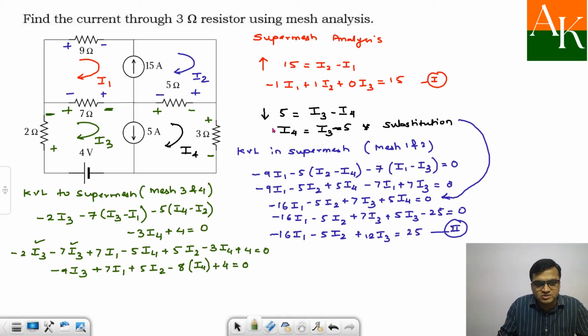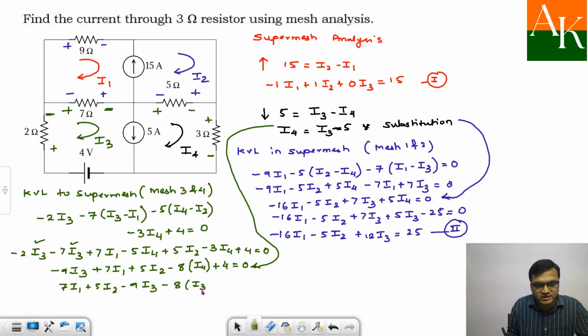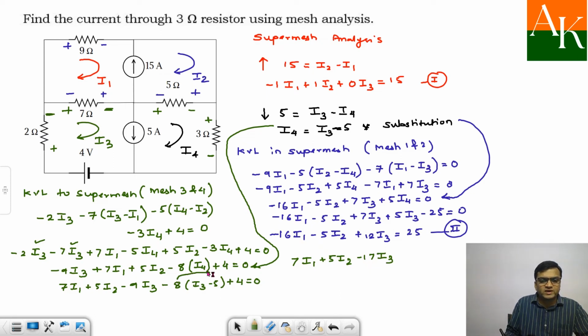Now I have to substitute these things. So i4, this I will substitute over here. So I will have 7i1, I am just writing in nice format, 7i1 over here plus 5i2 minus 9i3 minus 8 times i4 is i3 minus 5 plus 4 is equal to 0. So this will lead to 7i1 plus 5i2 minus 9 minus 8, so minus 17i3. This will become plus 40. 8 into 5 will become plus 40, plus 40 plus 4, 44. So on right hand side minus 44.